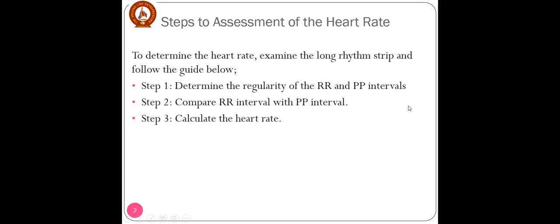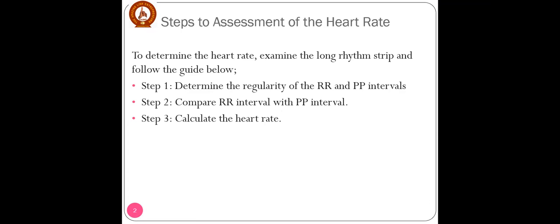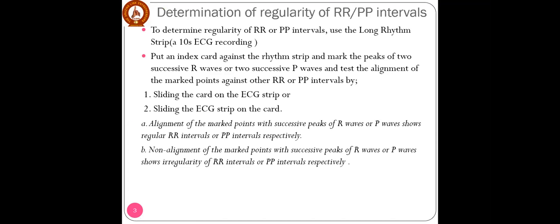Steps to assessment of the heart rate. To determine the heart rate, examine the long rhythm strips and follow the guide below. 1. Determine the regularity of the RR and PP intervals. 2. Compare RR interval with PP interval. 3. Calculate the heart rates.